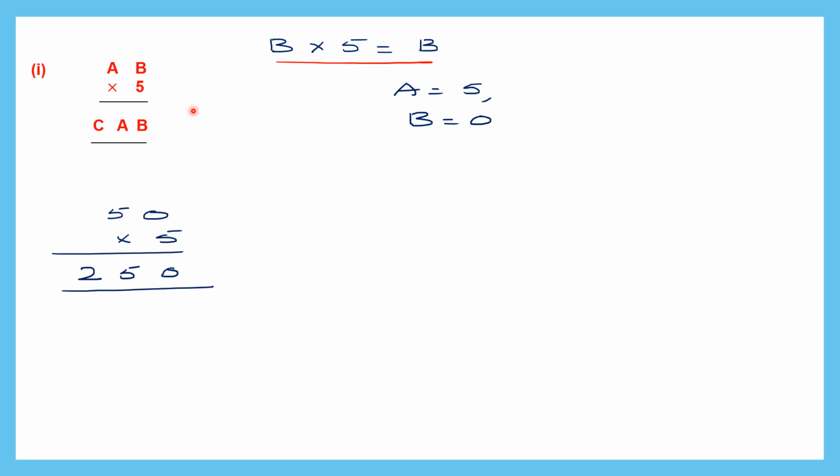So did you see that? B when it is 0, we got 0. A when it is 5, we got 5. In the place of A and B, we got 5 and 0, because it is 5 and 0. And C is equal to 2. So let's write our answer now. A is equal to 5, B is equal to 0 and C is equal to 2. So these are our answers.